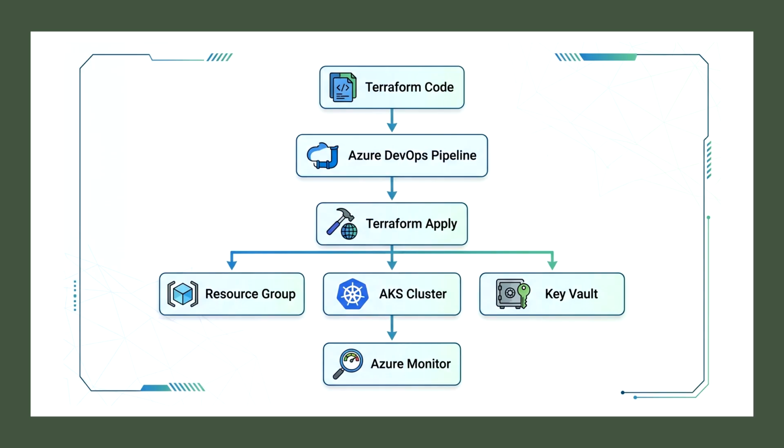This is how I would explain it. There would be code, then it will be running through the Azure DevOps pipeline. It would go through the Terraform apply command, and with that apply command, it would go to resource groups and create resource groups, AKS clusters, key vaults, and then the data will go to Azure Monitor for monitoring these resources.